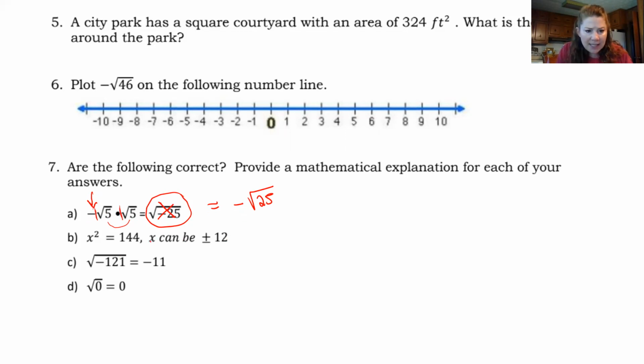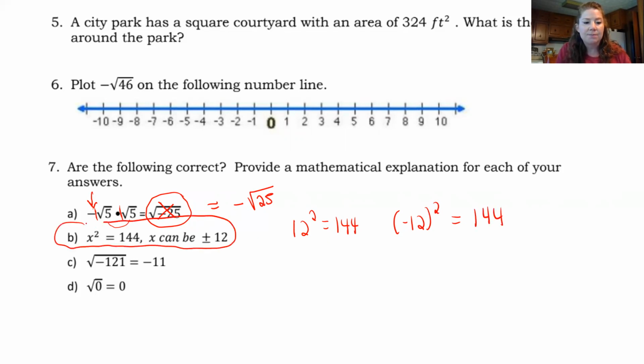All right, letter B, X can be both +12 and -12. Does +12 squared equal 144? And does -12 squared equal 144? Yes. So this is correct. This is a good answer.